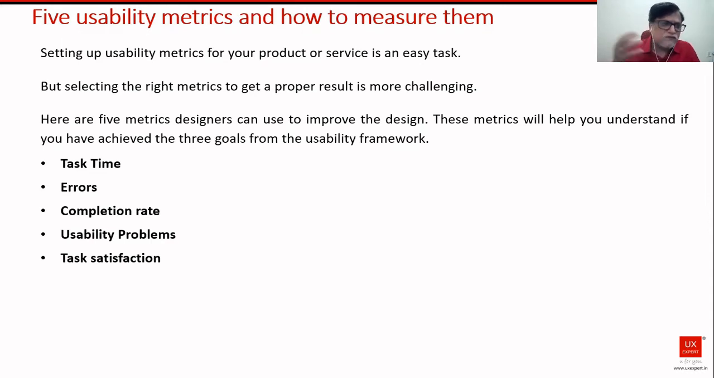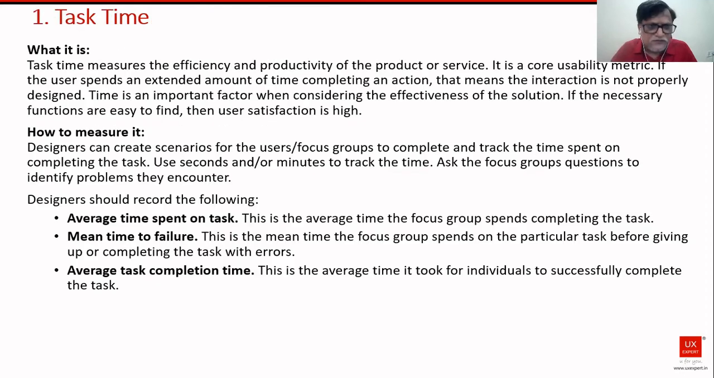And basically, what 5 things do you have to look at? First, task time, errors, completion rate, usability problems, and task satisfaction. If you judge your product on these 5 parameters, then I think you will be in a better position to understand what the issues with your product are. So let's check them one by one.